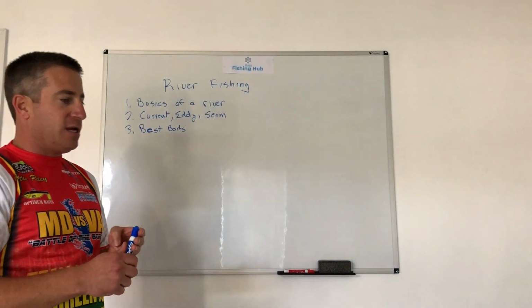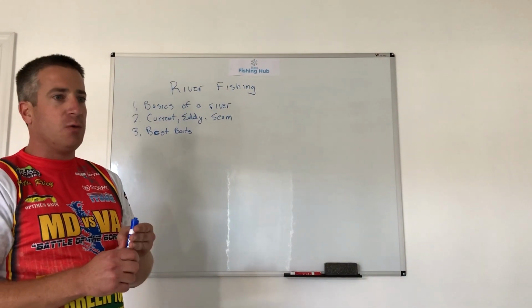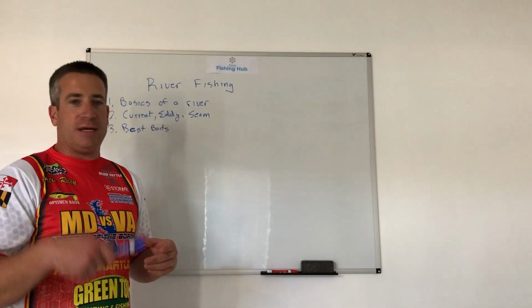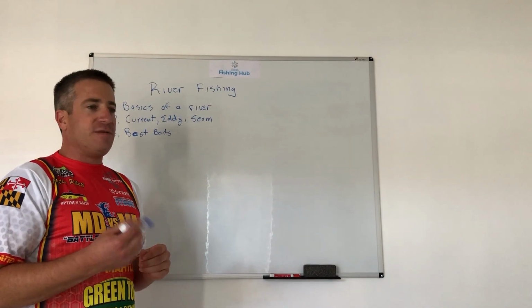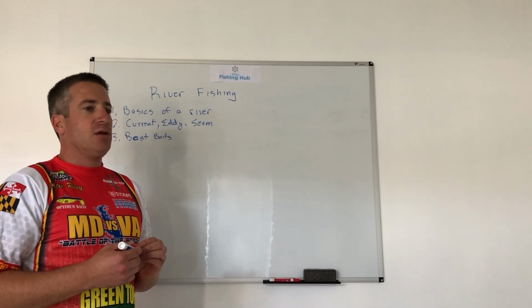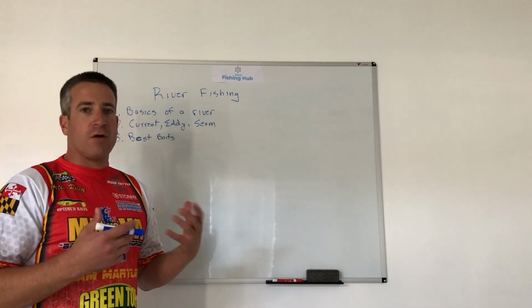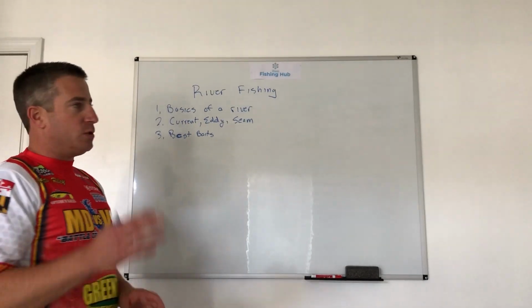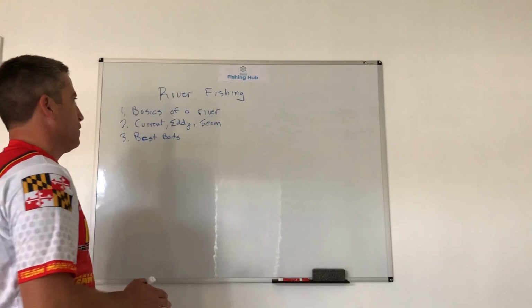So I fish rivers from the Alabama River to the Potomac River, and I've even idled into rivers in Lake Champlain way up north. So I love fishing river systems, very predictable, and a lot of rivers are extremely fertile, which leads to really good bass fishing. So the first thing I want to do is talk about the basics of a river, okay?